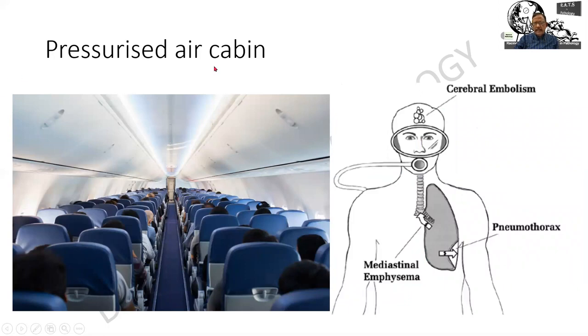Another example is the pressurized cabin. The pressurized cabin is this. You find that in the airplanes, it is normally adjusted to the pressure at sea level. So therefore, when the flight is at high levels, you do not find any kind of a discomfort because the air cabin is adjusted to the pressure at sea level. At the same time, if the air cabin is not pressurized, the patient can develop what is called as air collection in the lung, which is called as emphysema, in the pleura, which is called as a pneumothorax, or sometimes it can enter the cerebral blood vessels, leading to cerebral embolism.